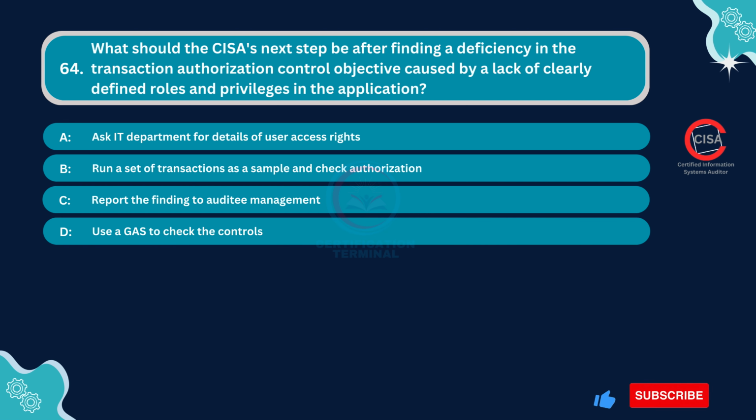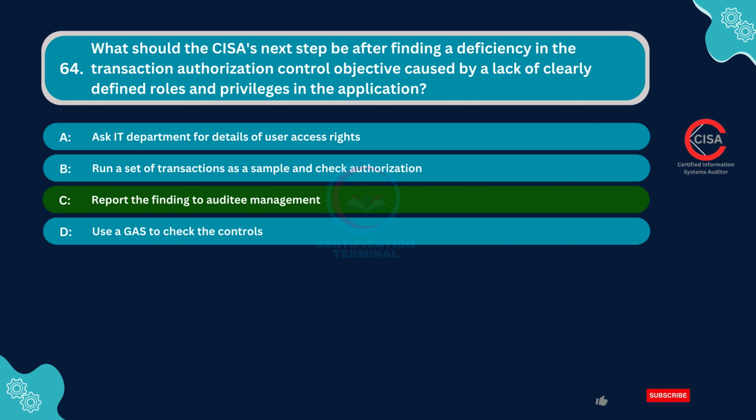The correct answer is Option C. Report the finding to audit management. Ultimately, it's management's responsibility to address control deficiencies. Reporting the finding brings it to their attention, allowing them to take corrective action. A formal report documents the findings and provides a clear picture of the issue to management. This facilitates communication and ensures everyone is on the same page.